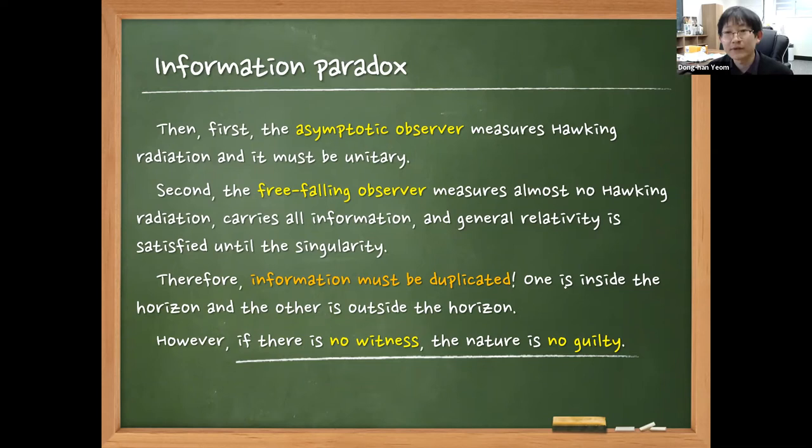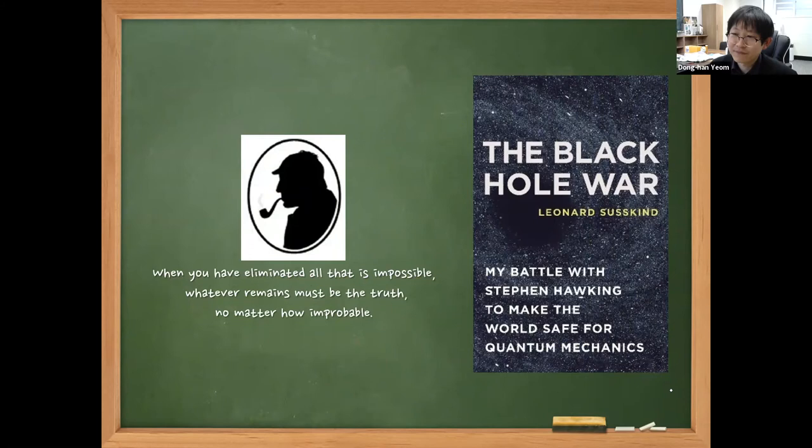So information cannot be duplicated, but an important observation is that if there is no witness, then nature is not guilty. Nature is innocent. If nobody sees the result, then it doesn't happen. The basic philosophy is something like this. There is a very famous saying: when you have eliminated all that is impossible, whatever remains must be the truth, no matter how improbable. Do you know who said this?